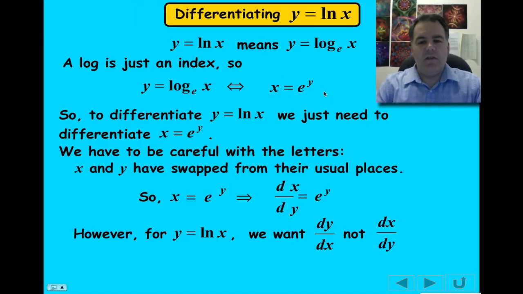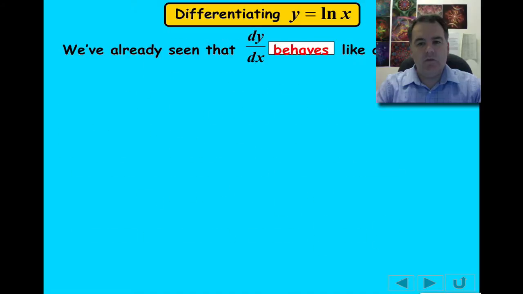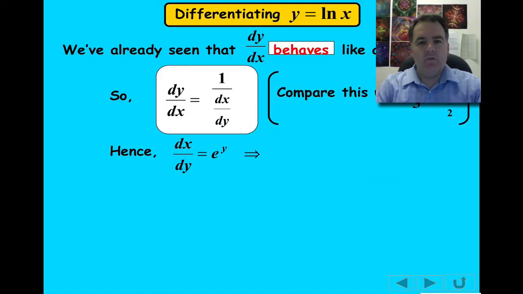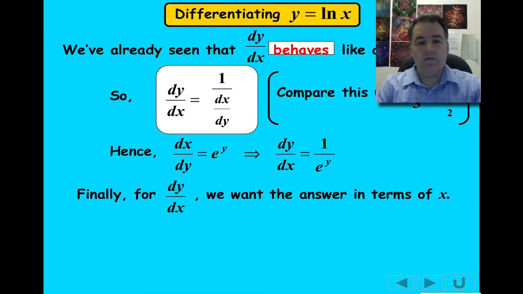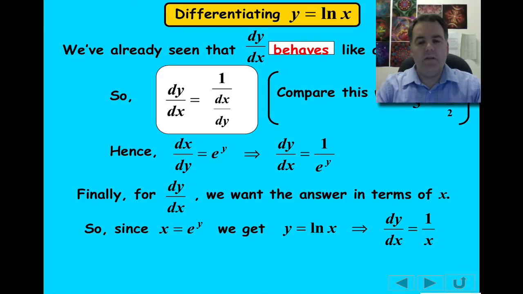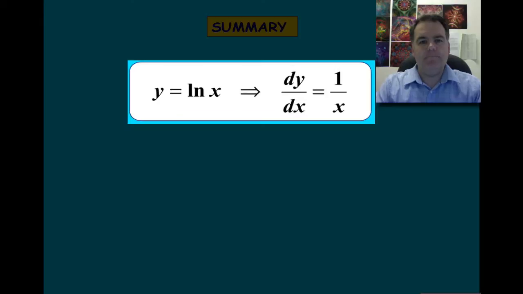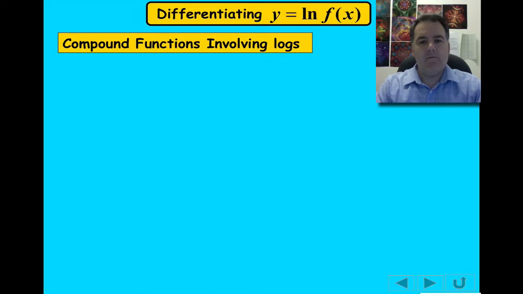Now this is another tricky thing. These things behave like fractions. So we want dy/dx, not dx/dy, so we're just going to flip it upside down. So dy/dx is equal to 1 over e to the y. If we look at our original definition, e to the y is x. So we get that the derivative of ln x is 1 over x. Now this little proof is repeated on page 58 of the handout, if you want to have a look. Okay, the derivative of ln x is 1 over x.